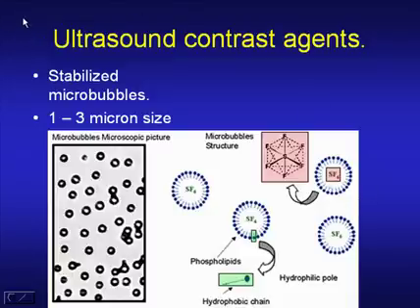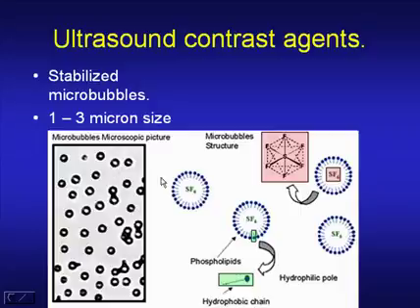Ultrasound contrast agents are all very similar. They're stabilized microbubbles. The optimal microbubble size is 1 to 3 microns in size. If you think of a red blood cell, is 7 microns in size. So these are significantly smaller than a red blood cell. They can pass through the pulmonary circulation, so they can be given by intravenous injection rather than intraarterial injection, and then supply the whole of the systemic circulation.